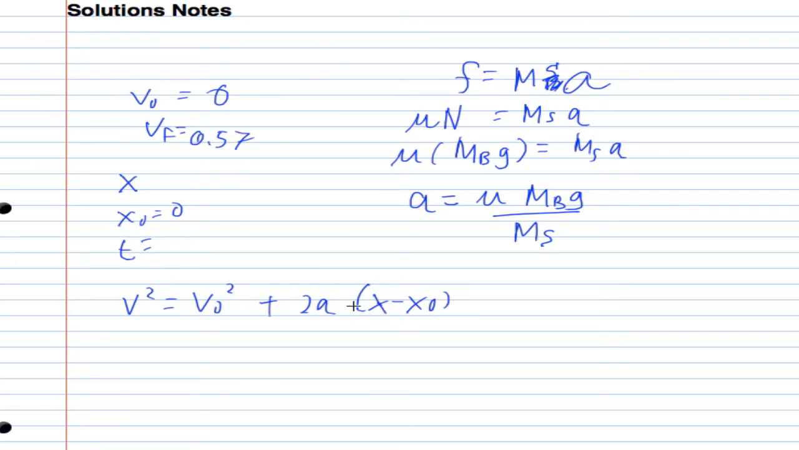Now we can talk about distance using v squared equals v naught squared plus 2a times x minus x naught. Go ahead and plug in. I'm going to end up getting v final squared over 2a equals x minus x naught. And so I'm going to plug in here 0.57 squared divided by 2a, and I'm going to go ahead and plug in the numbers that they give me here.